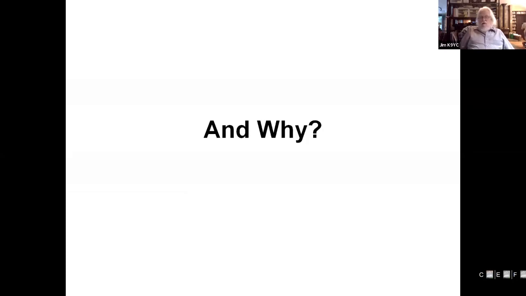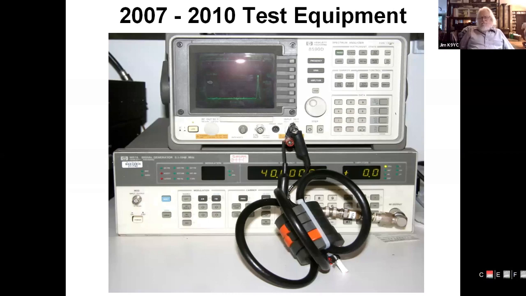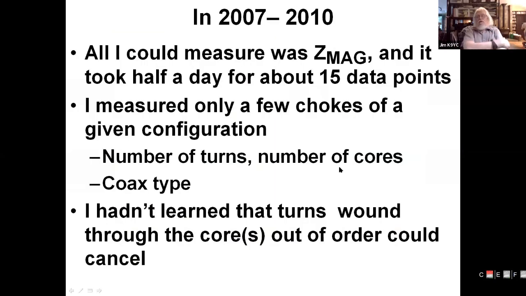And why did we change all of this? Well, this is what I had to measure with in 2007 to 2010 when I was coming up with these designs. Good stuff, nothing wrong with it. But all I could measure was the magnitude of the impedance. And it took half a day to get about 15 data points and plot them. So I measured only a few chokes of any given configuration. I hadn't learned that turns wound through the core out of order would cancel. Very important.